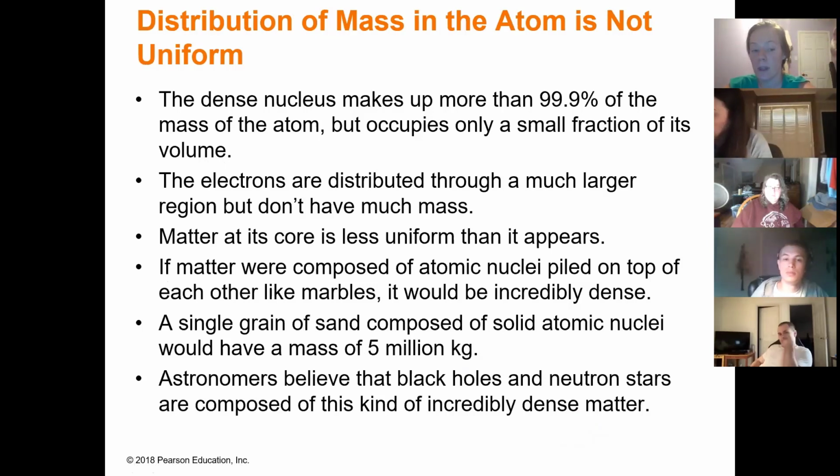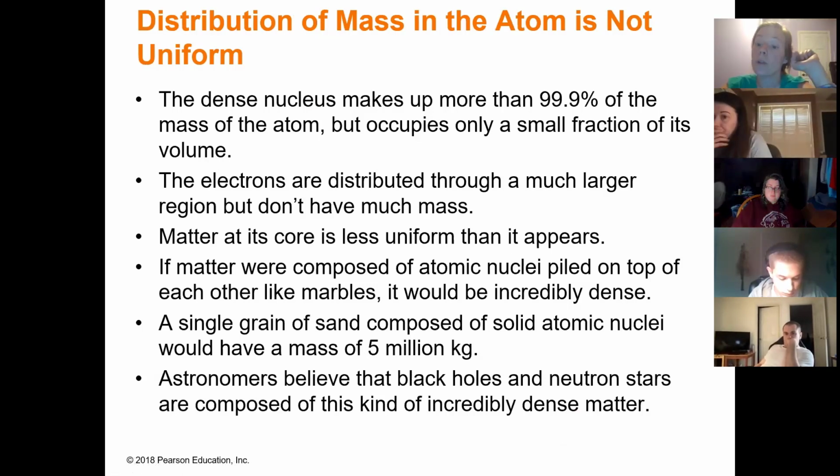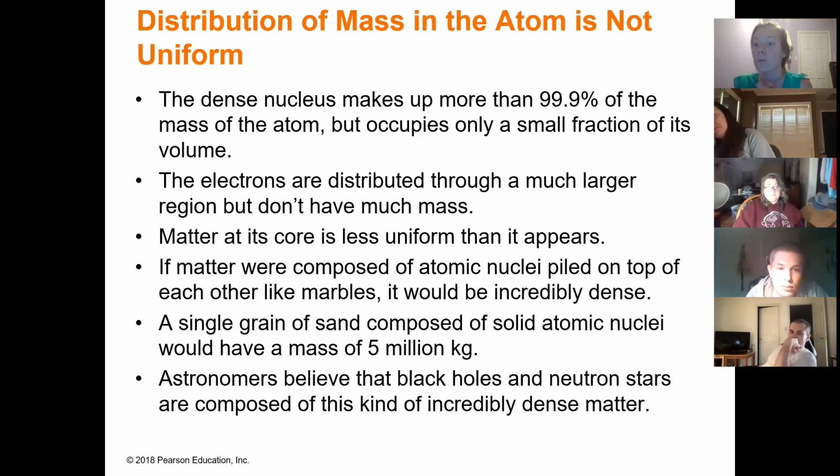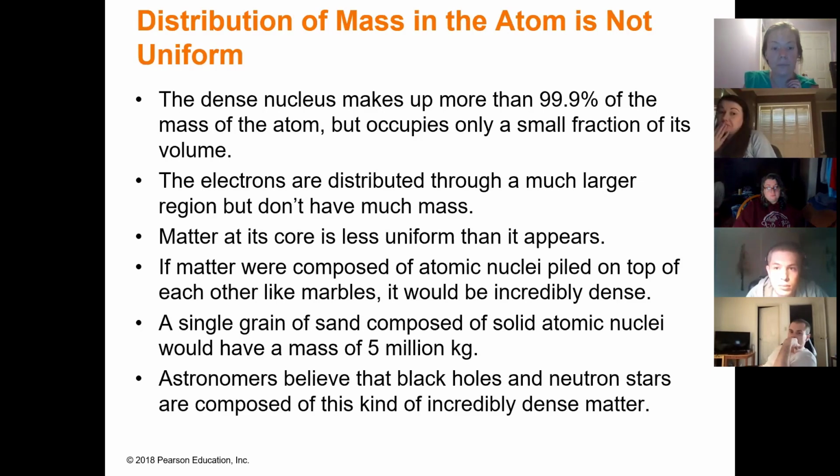Matter is much less uniform than we thought it was. This is kind of interesting. If you took a single grain of sand, but it was only composed of nuclei, so instead of it being like the bouncy, voluminous electron space, we just took nuclei and stacked them next to each other, this single grain of sand that is just nuclei would weigh 5 million kilograms. So stripping out all the space and just packing the nuclei creates really, really dense matter. That's not something you encounter in everyday life, but they do believe that there are circumstances in neutron stars or in black holes where they strip away all that space in the atom and we get these really, really dense pieces of matter.